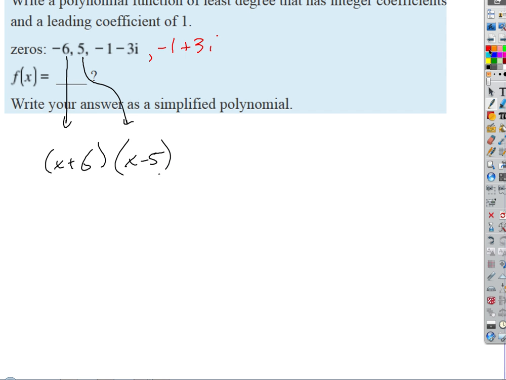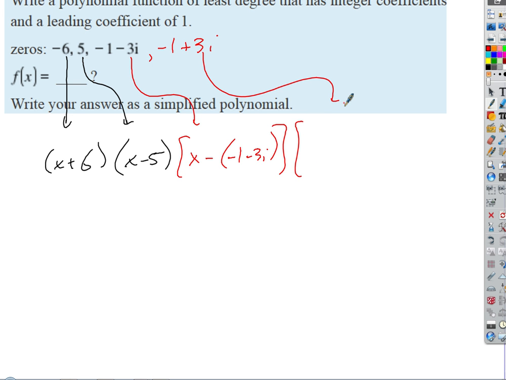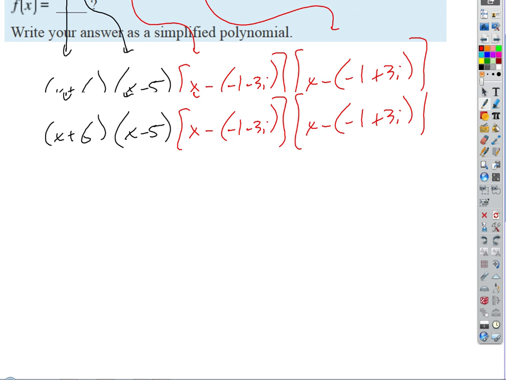What's the factor that goes with this guy? It's the same pattern: it's just x minus the root. So x minus the quantity -1 minus 3i. That's all we do, subtract it from x. And then the last one, you distribute the negative through. So then we've got x minus the quantity -1 plus 3i. Remember, this is the one where I showed you a little trick that's pretty helpful.